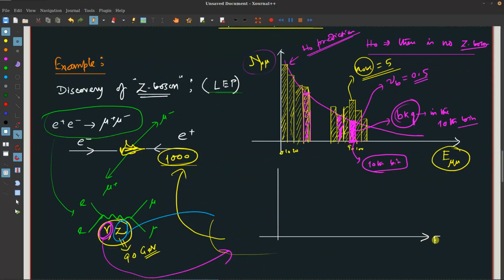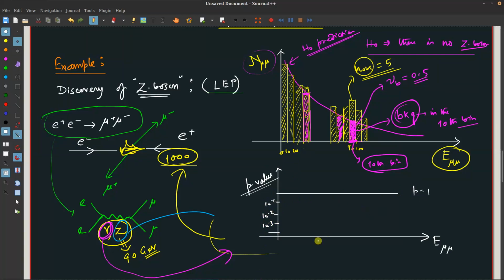So here again you have E mu mu, and here you have the p-value. Usually it's the local p-value, bin by bin. Suppose this is p equals 1. Usually it's plotted in the log scale. So if it is 1, then it is like 10 to the power minus 1, this is 10 to the power minus 2, 10 to the power minus 3, then 10 to the power minus 4, and so on. So this is log scale, and this is the p-value equals 1.